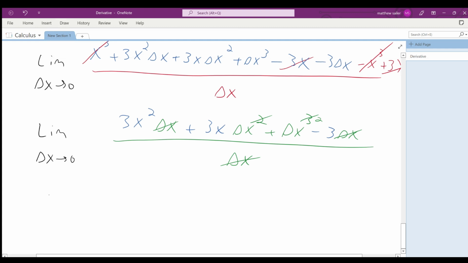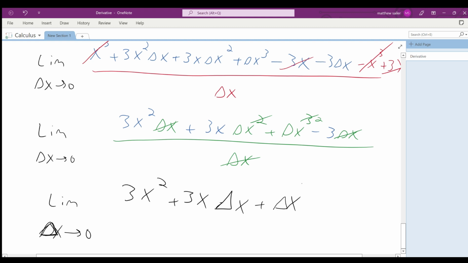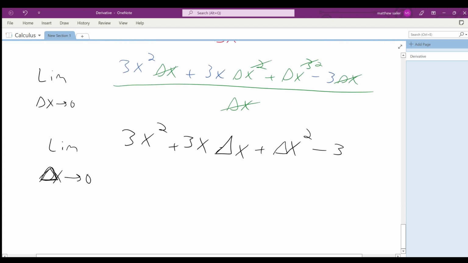And we are left with the limit as delta x approaches 0. Sorry, my deltas are getting very lazy. Of 3x squared plus 3x delta x plus delta x squared minus 3. And now we can just plug in delta x equals 0. So that will be 0 and that will be 0. And we are left with 3x squared minus 3.